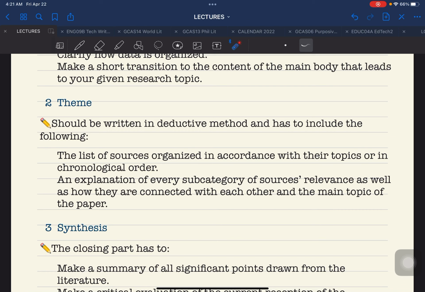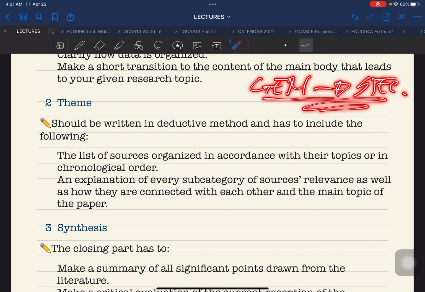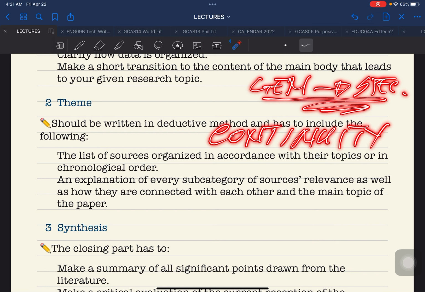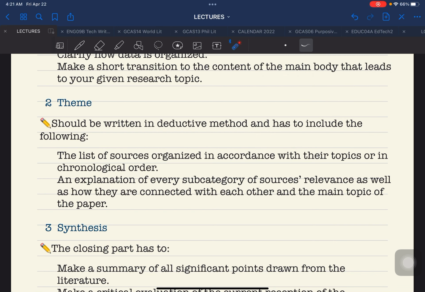The next one, an explanation, a discussion of every subcategory. Discuss, explain every subcategory of sources, their relevance, as well as how they are connected with each other. How are these topics from general to specific relevant or related to each other? So you have to maintain a continuity in the discussion from the first category down to the last category that you are discussing.